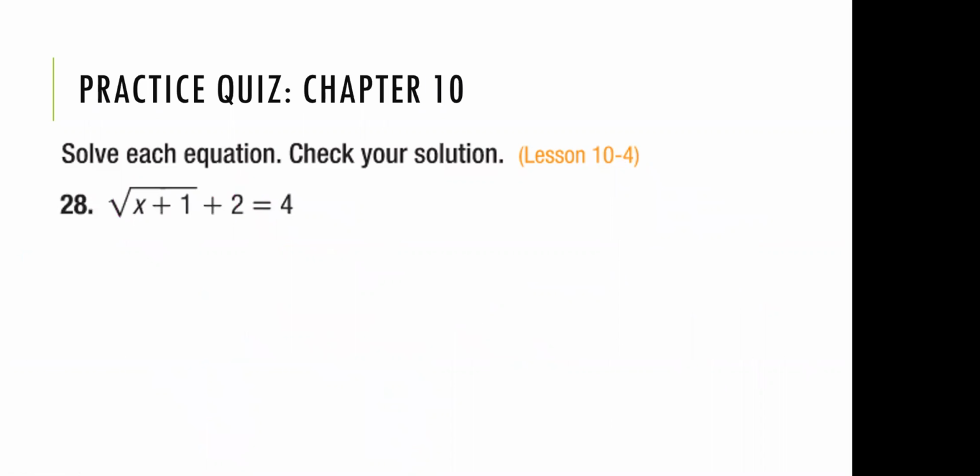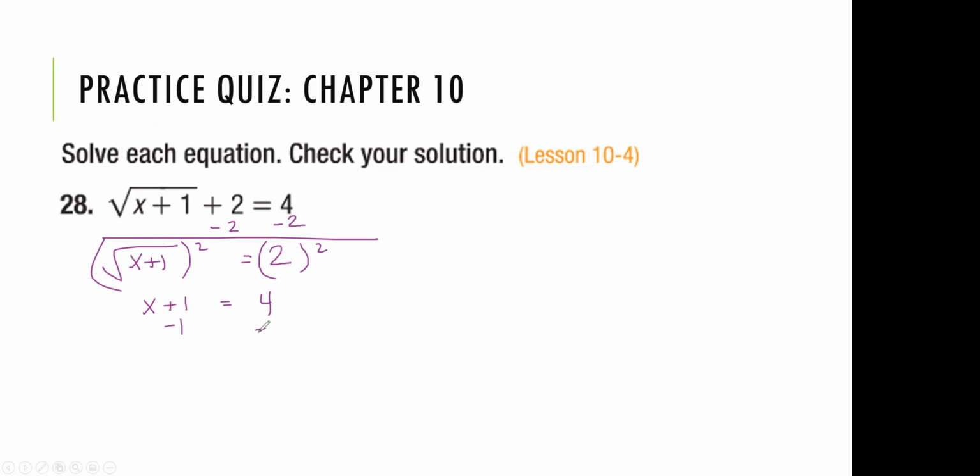All right, next problem. Now here we've got radical x plus 1, and outside the radical we've got this plus 2. So we need to get rid of that first before we go squaring anything. So radical x plus 1 is equal to 2. Now we're ready to square both sides. That gets rid of that radical, so this would be x plus 1 equals 4. We would subtract 1 from both sides, so x is equal to 3.